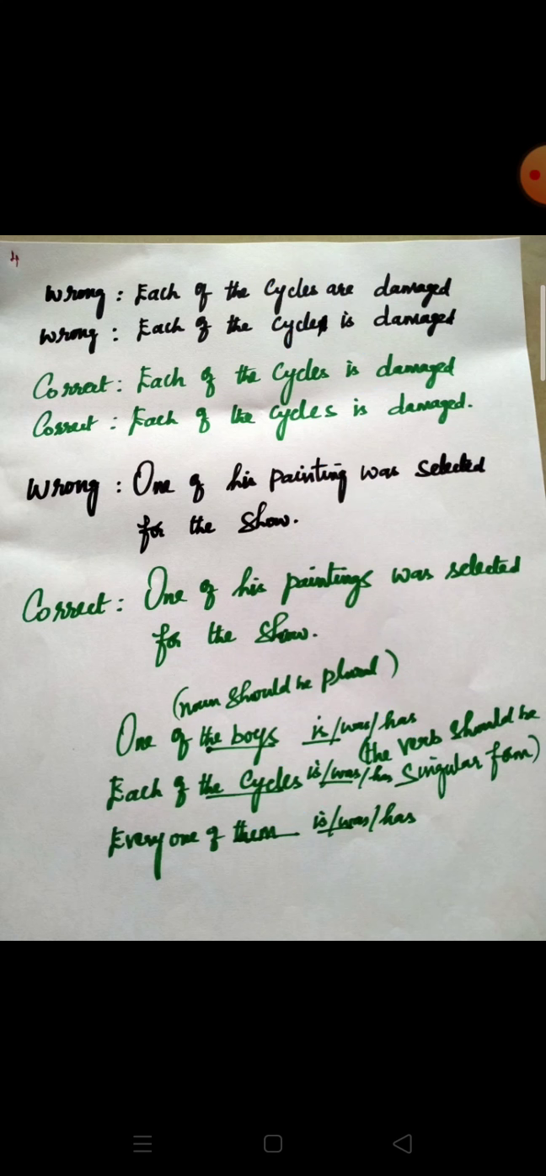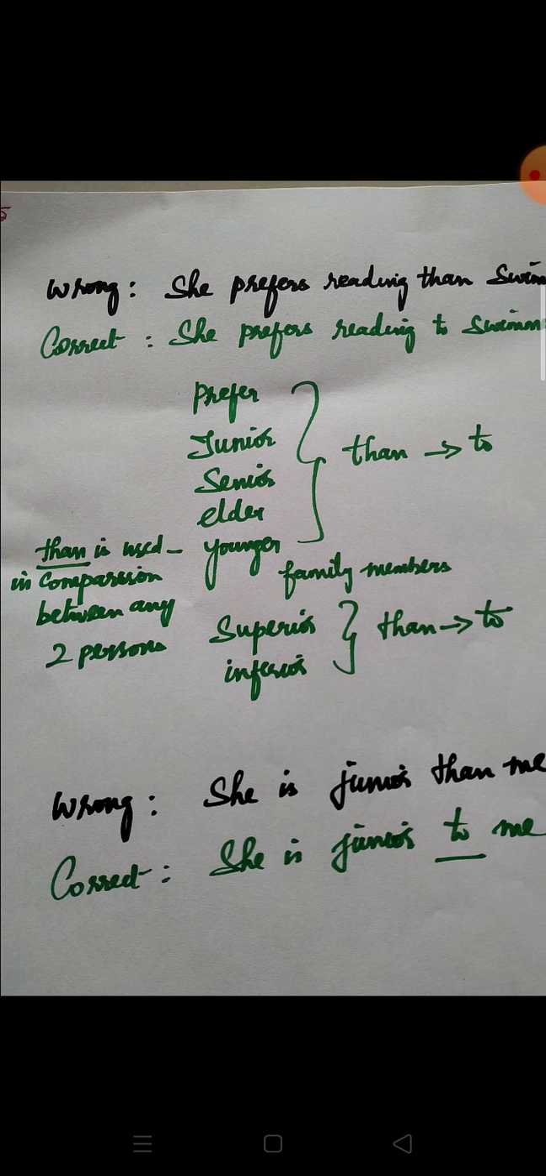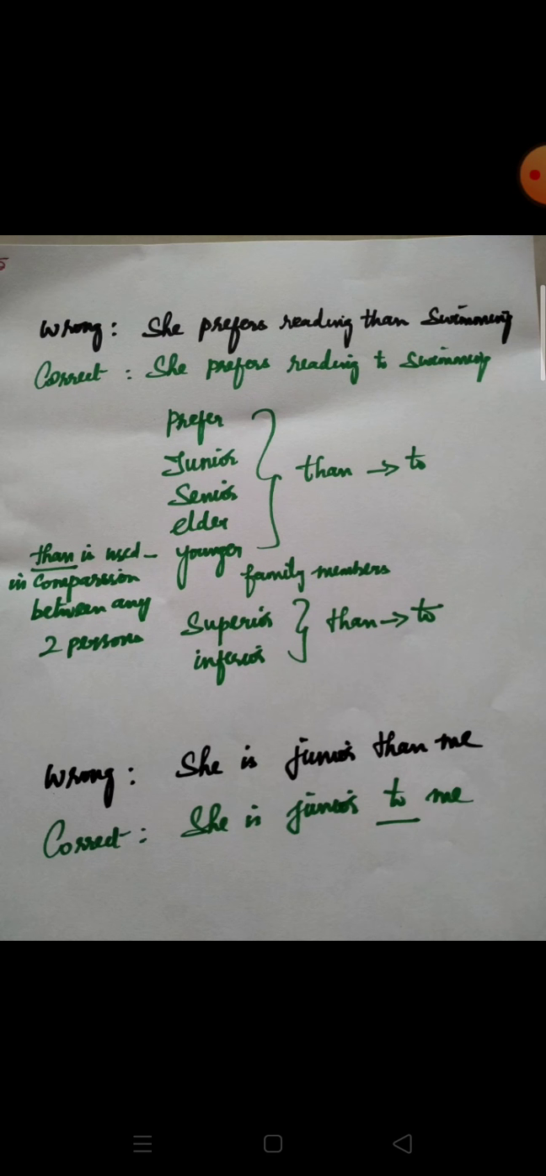Okay. And then next one. See, look here, this one. "She prefers reading than swimming." So here "prefers" is the clue for us. So you should change that "than" to "to". In place of "than" you have to put "to". Okay, see, some of the clues are given down, you memorize that. Okay, prefer.